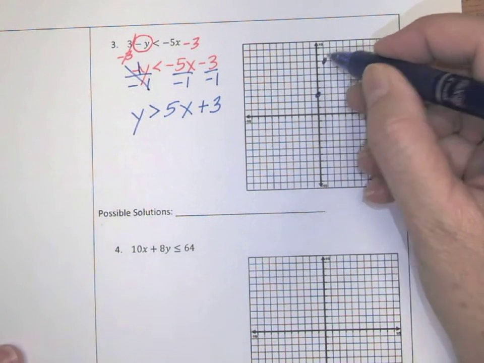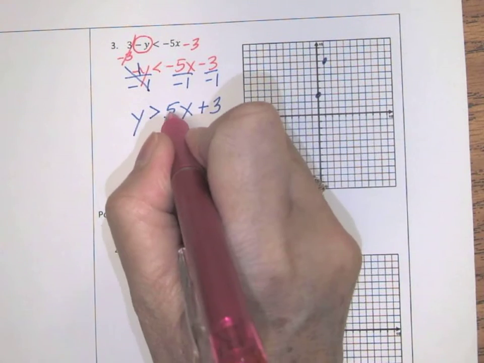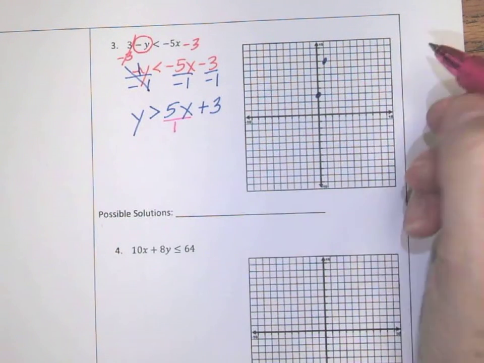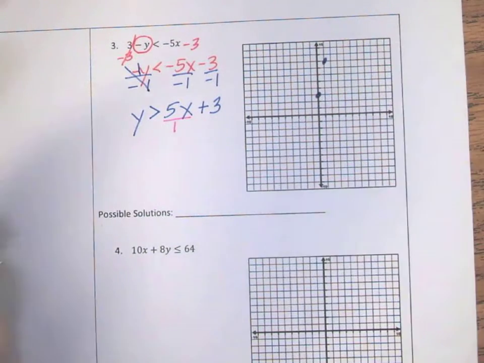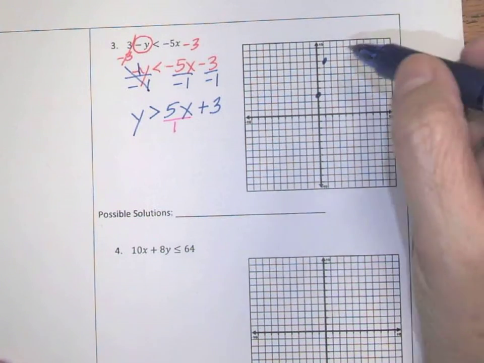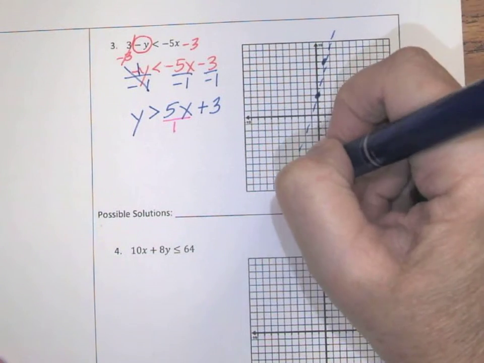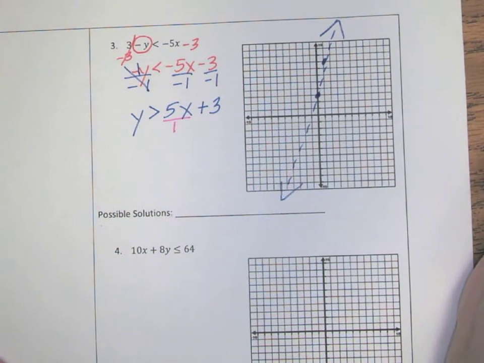over 1. Remember that when I'm graphing the slope and I have a whole number, I have to have a rise over run. So I have to put it over 1. My rise over run is 5 over 1. Is this a dashed line or a solid? Well, it can be greater than, but not equal to. So it's a dashed line.